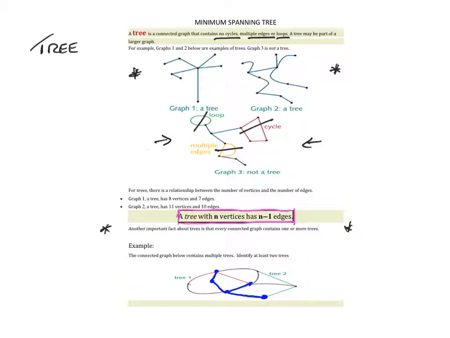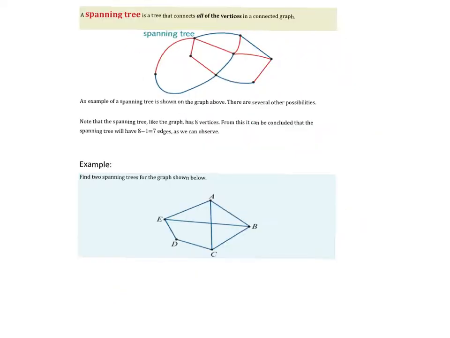Here's another one. I could go from there to there to there. I could go along there. I could go up there. Again, make it as big or as small as I want. So a tree can be whatever size you make it. It just cannot contain these three things.